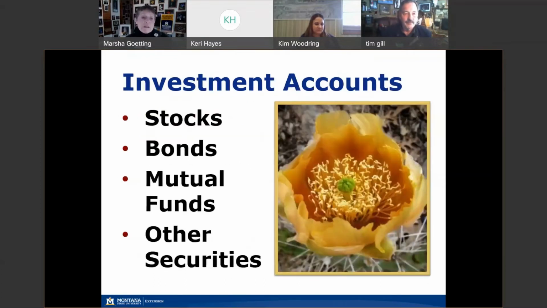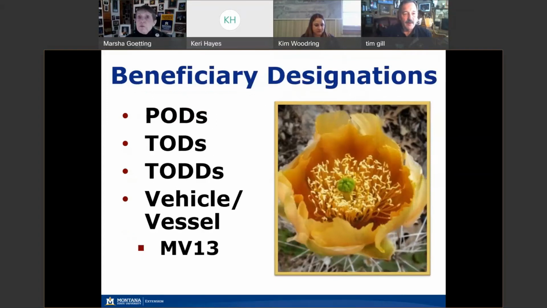We also have stocks, bonds, mutual funds, other securities. So let your family members know with your letter of last instruction, let's have the list or let's have the location of where those are. Then we have beneficiary designations. And I know that can be a challenge since we have the ability to do more than we used to. You can do a POD on your checking account.